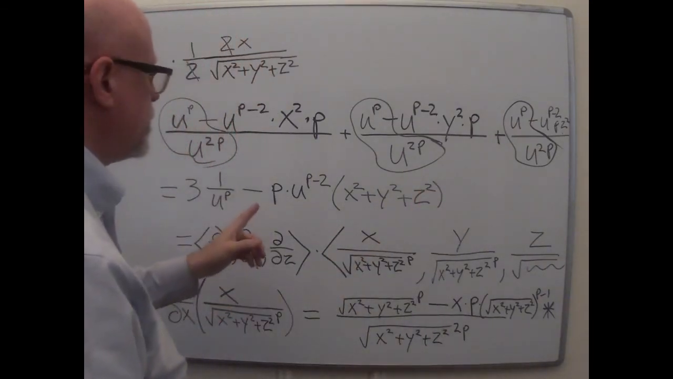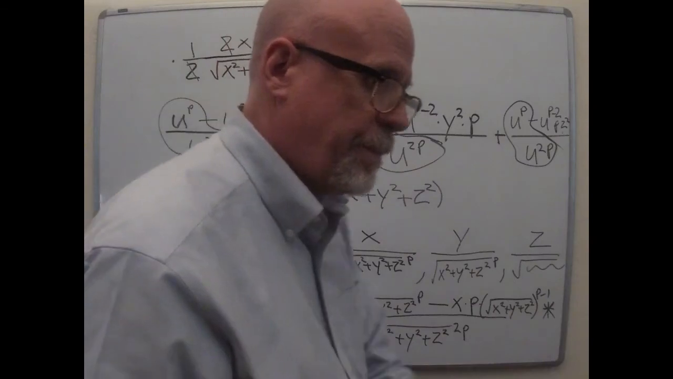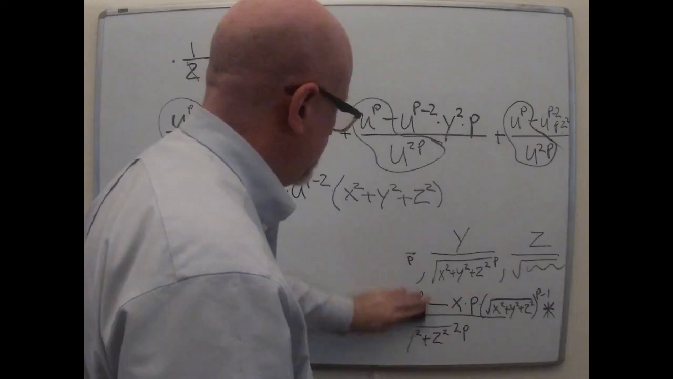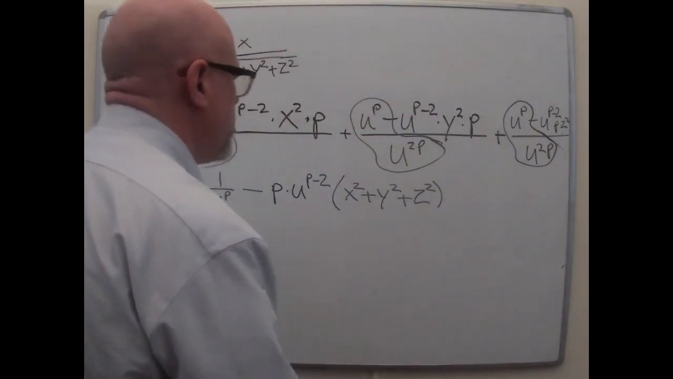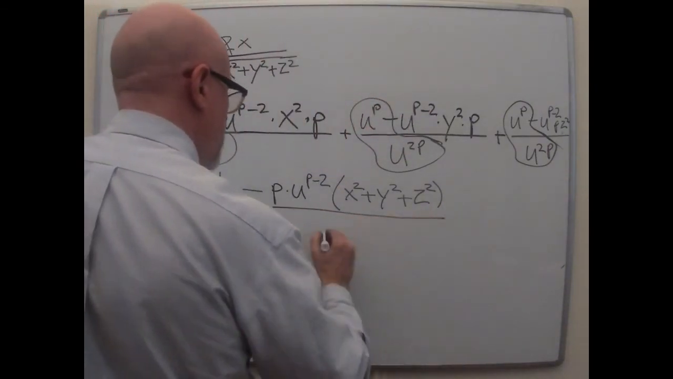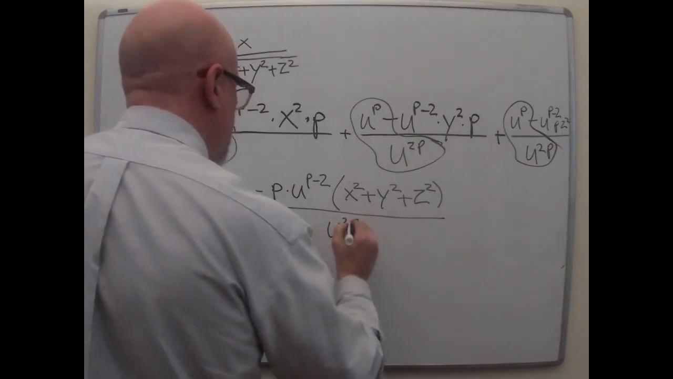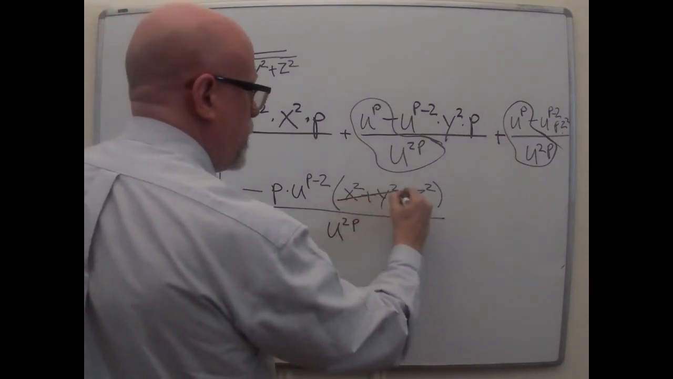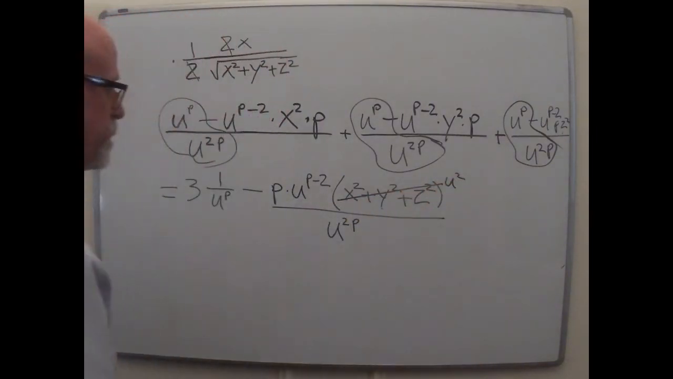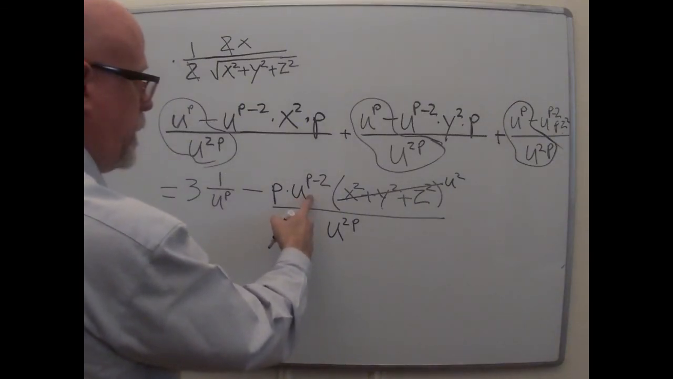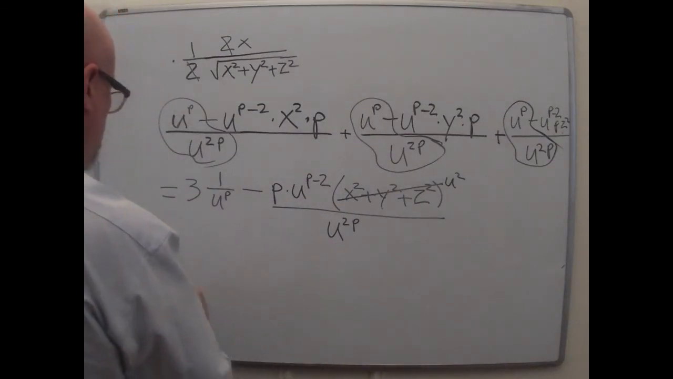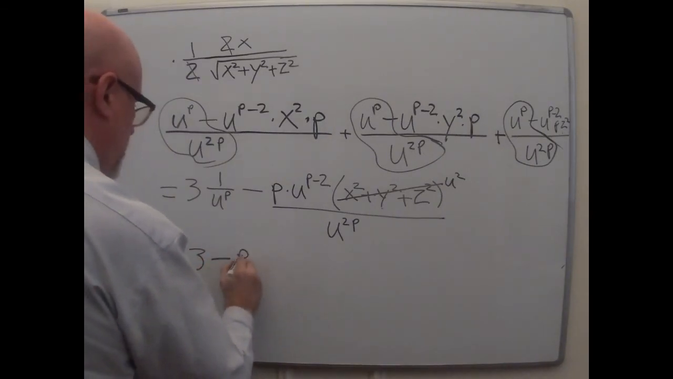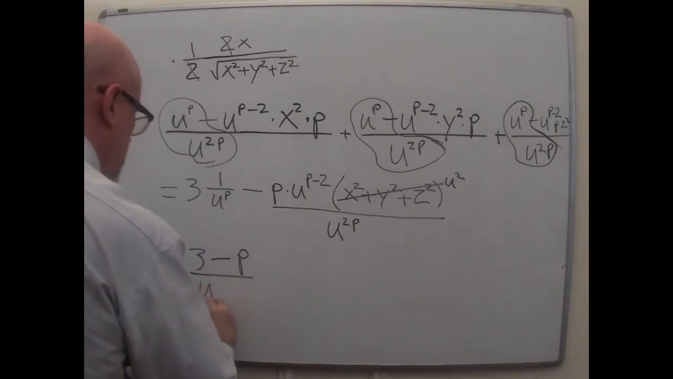And I've dropped the bottom of that expression, which was u to the 2p. Yeah, well, x squared plus y squared plus z squared, that's u squared. So this is just u to the p, and that's u to the 2p. What we've got here is 3 times, well, let's write it this way, 3 minus p over u to the p.